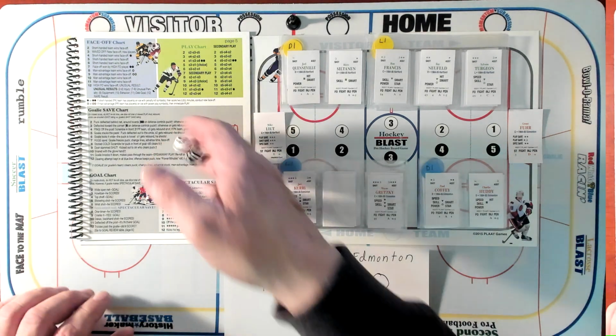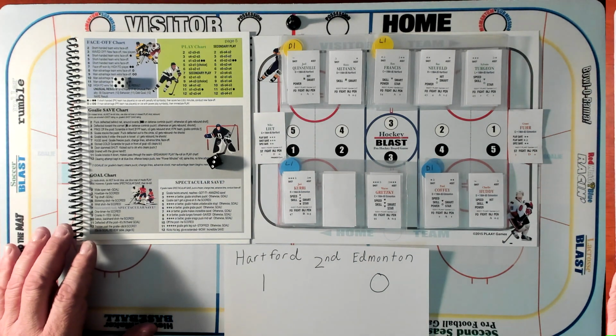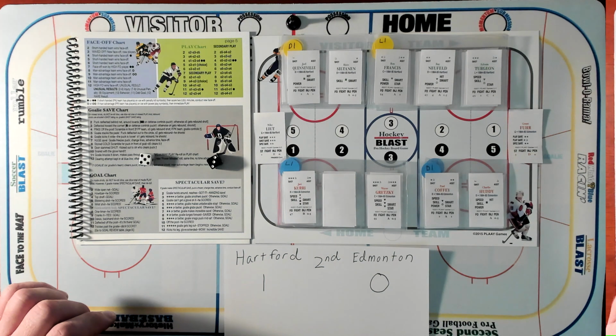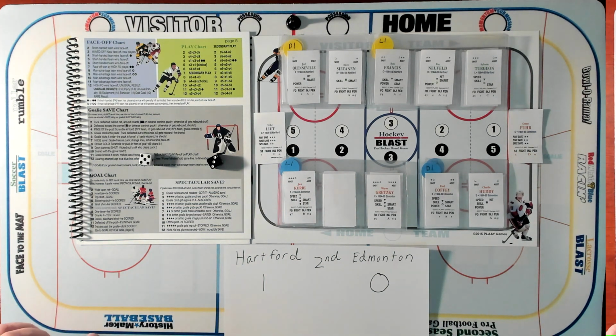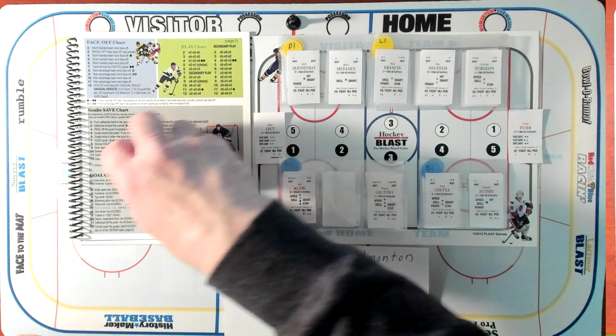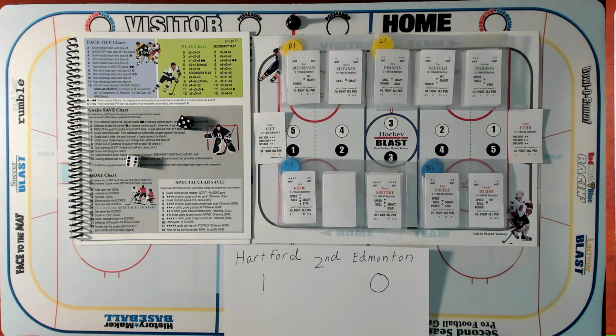We will go to the face-off. 8. Man advantage team wins the face-off. If they have the circle with the star, it's an automatic play, which they do. Ray Neufeld has that, so we have an automatic play for Hartford. On 11, a 1-3-5.